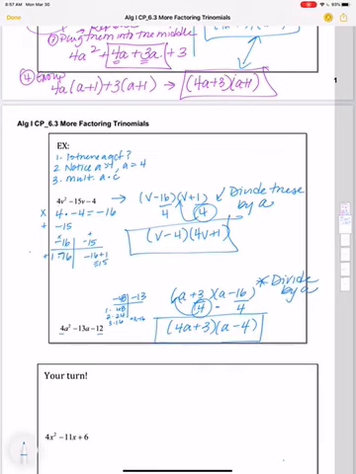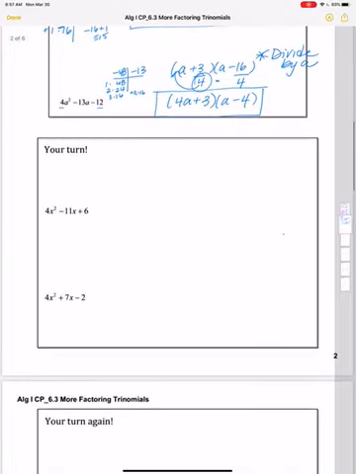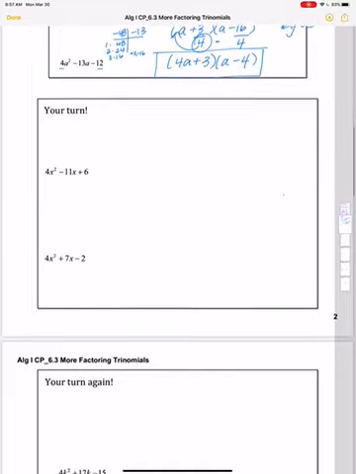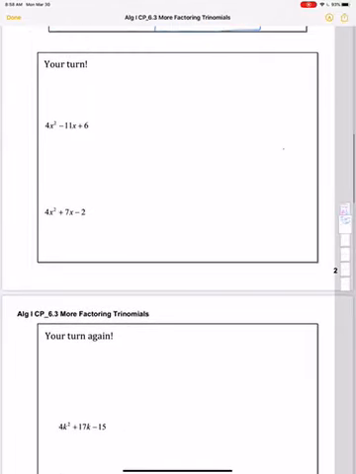Okay, now, of course, you get to practice these. So what I want you to do is pause the video, work these problems out, unpause the video, and you can see if you got the same answer as me. All right, go for it.